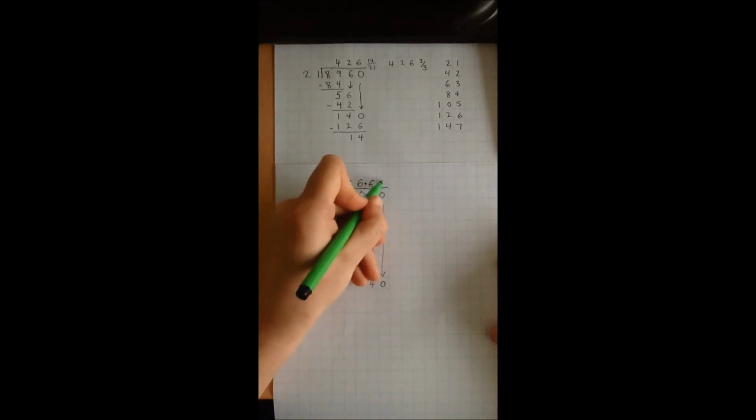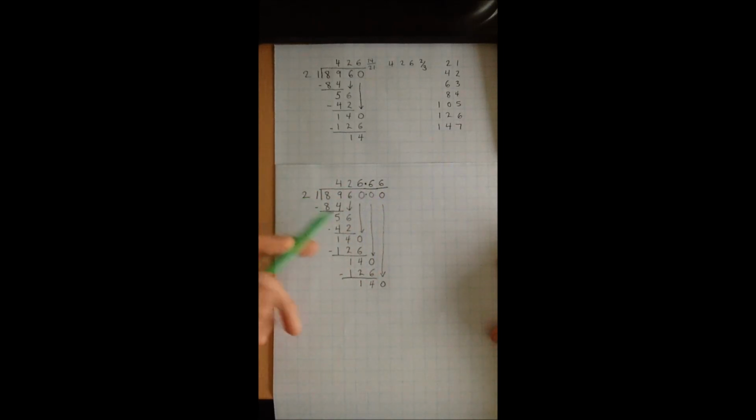Straight away we can now see that this is repeating. Bring in the 0. 21 into 140, we already know goes 6 times, and we can see now whatever we do, this is going to keep happening. So our final answer is going to be 426.6 recurring, which we know 0.666 recurring is equivalent to 2/3.